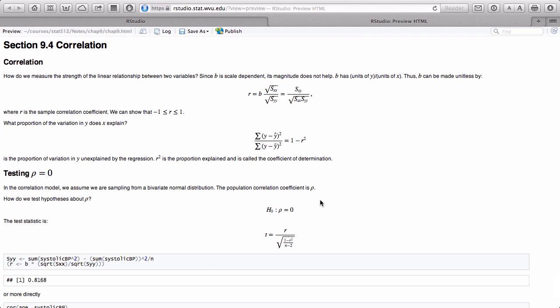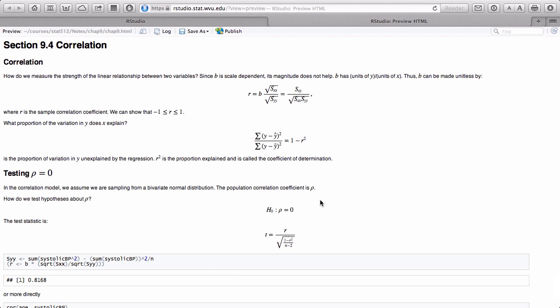So what I could do is take B and multiply it by something in the numerator that cancels out the x, and something in the denominator that cancels out the y. Then I get a unitless measure, a measure that doesn't depend on units of measurement. One thing I could do is take the square root of S_xx, the corrected sum of squares of the x's; that will have the units of x. And the square root of the corrected sum of squares with respect to y has units of y, and so that gets rid of our units.